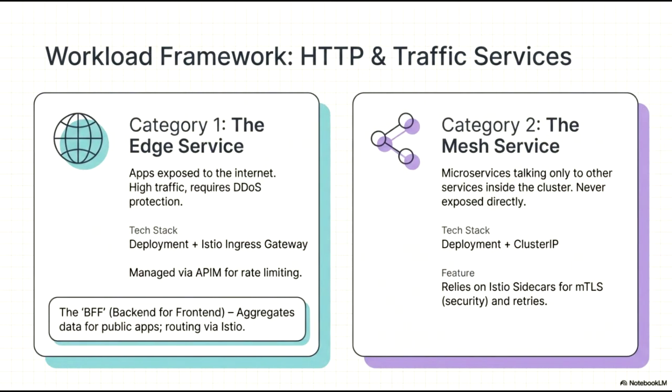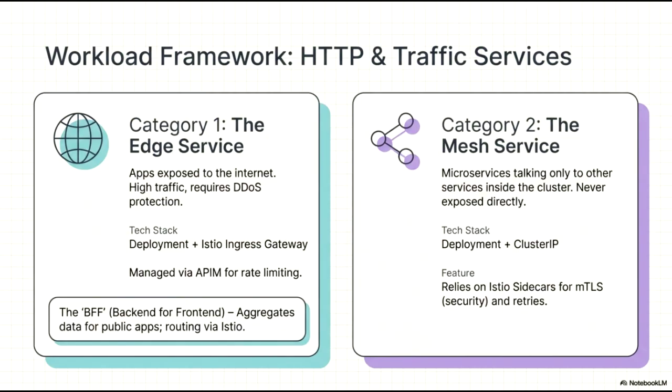Our workload framework for HTTP and traffic services is divided into 2 primary categories, based on how the services are exposed and how traffic is managed. Category 1 is the edge service. These are applications directly exposed to the internet, meaning they handle high traffic volumes and require robust DDoS protection. The technical stack for these services includes standard Kubernetes deployments paired with an Istio Ingress gateway. We manage these via an API management layer for precise rate limiting.